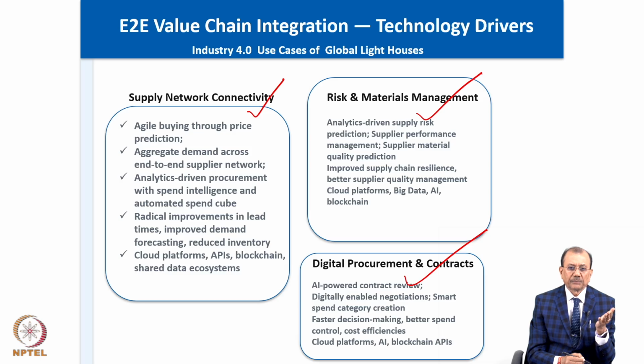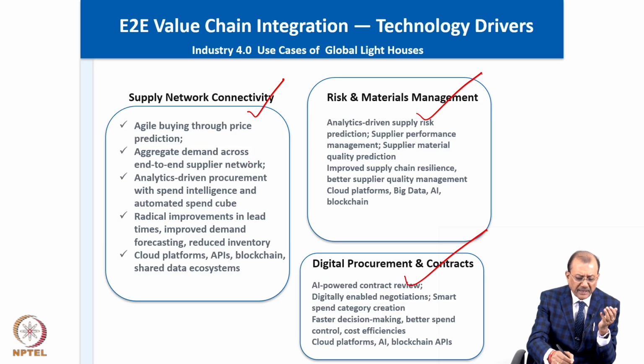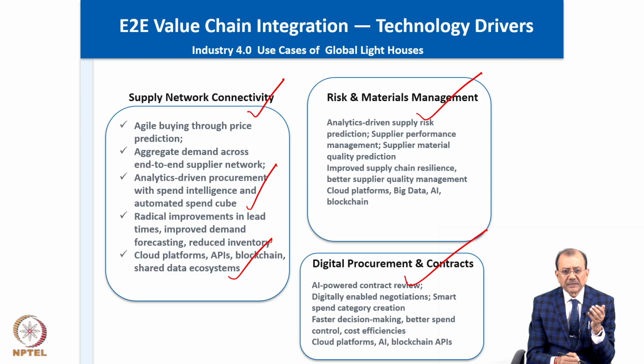The supplier may ask you some X price, but algorithms do the prediction based on what is going on in the market, and say you will be able to buy this product at this price after some negotiations, etc. Aggregate demand across the end-to-end supply network, analytic-driven procurement, which we already discussed. Cloud platform. This is one of the technologies which is very important.